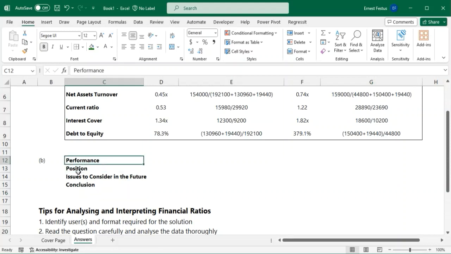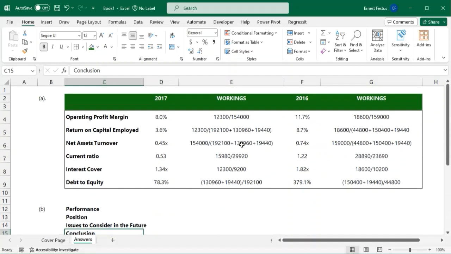So based on the performance analysis, position analysis, and then issues to consider in the future, what can we conclude about Moe Company Limited? What conclusion can we make? We can say that Moe Company has not shown a weakened performance in the current year. Even though there has been a decline, the performance has not been weakened, but rather, it appears to be profitable at the core of its operations. It is still profitable because they have made profits. They haven't made any losses.